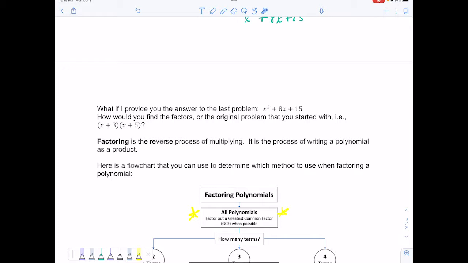So we want factors that will multiply to give us the last term, but add to give us the middle term. If you think about it, 3 times 5 gives you 15, and 3 plus 5 gives you 8. So typically we want two numbers that multiply to give us the last term, but add to give us the middle term.